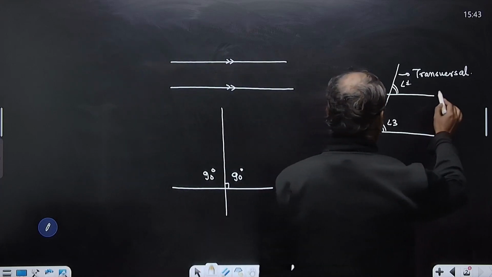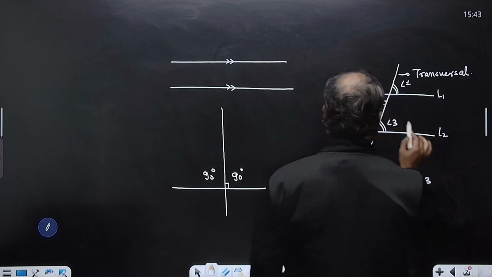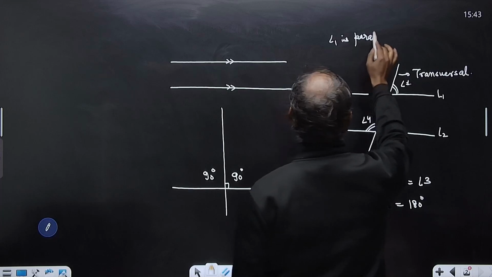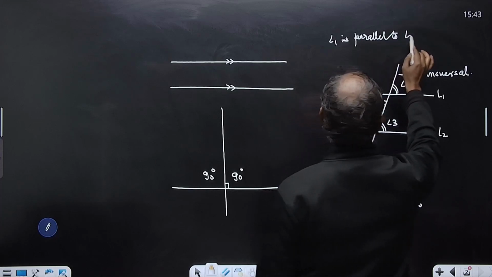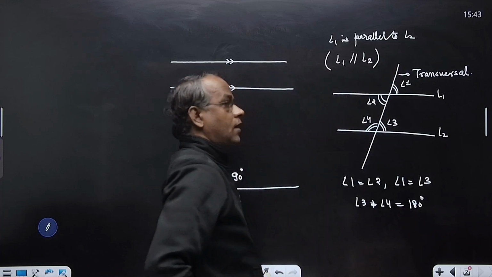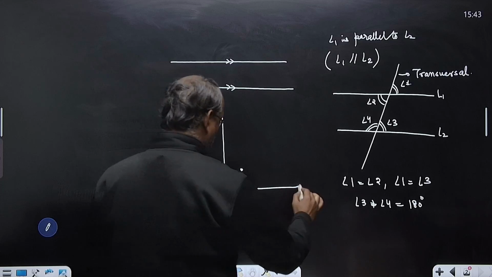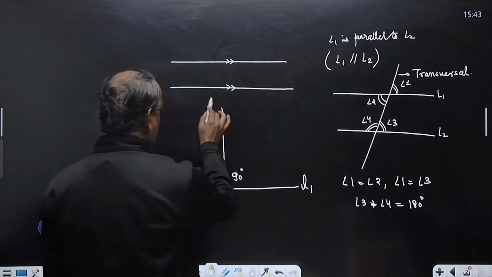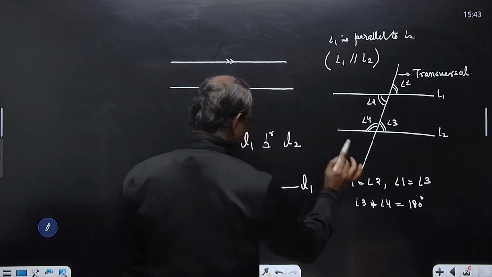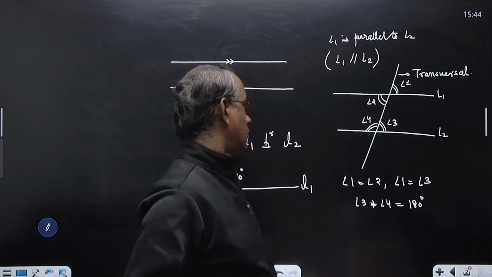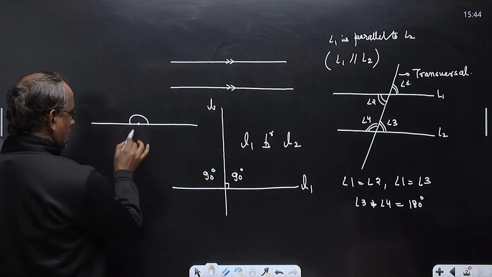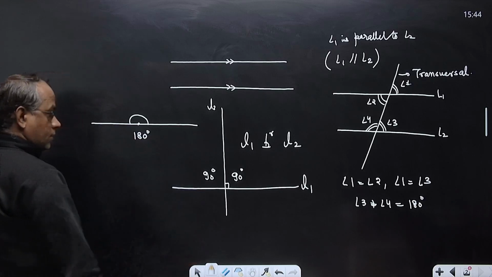This is again two parallel lines, L1, L2. For brevity we write it like this: L1 is parallel to L2. If these two lines are perpendicular, say L1, L2, for brevity we say L1 is perpendicular to L2. This angle is 180 degrees.